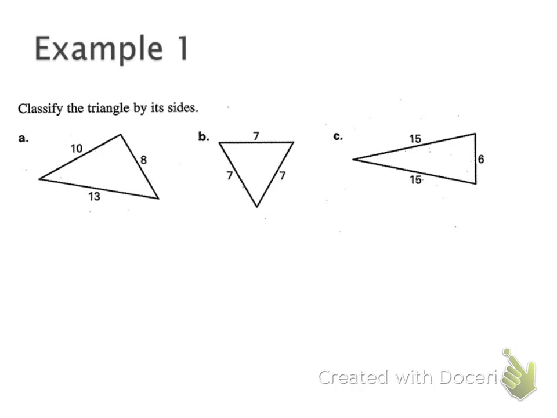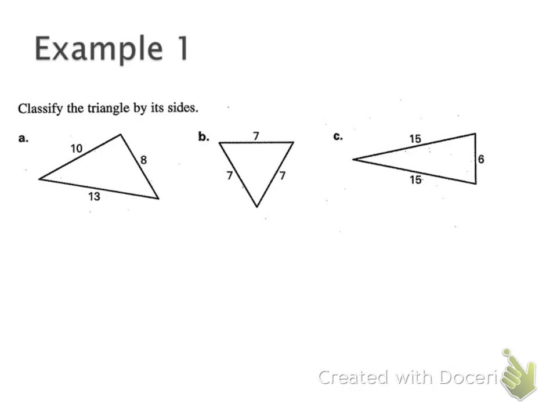Alright, these examples should go quick. Probably the longest part is going to be copying the diagrams into your notes. So I'll give you a moment to do that before we talk about the answers. Let's go through these. We are classifying the triangle by its sides. So we have three options: equilateral, isosceles, and scalene.